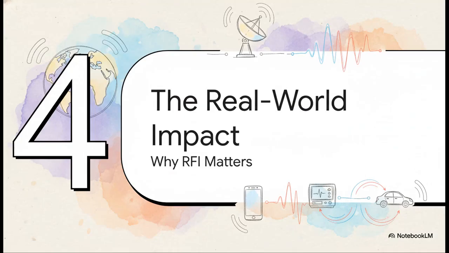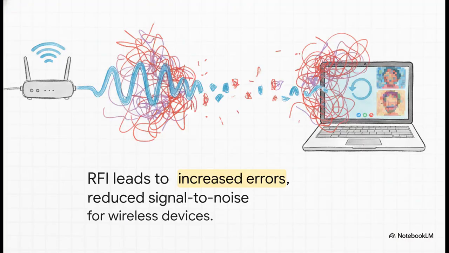Okay, so we know what it is and we know where it comes from. But so what? Why does any of this actually matter? Is it really more than just a small annoyance? Well, the number one impact is something we've all felt: signal degradation. RFI messes with the data that's flying through the air. That means you get more errors in that data, which leads to slower speeds and a shorter range for your wireless stuff. That's your choppy video call or that song that just keeps buffering.